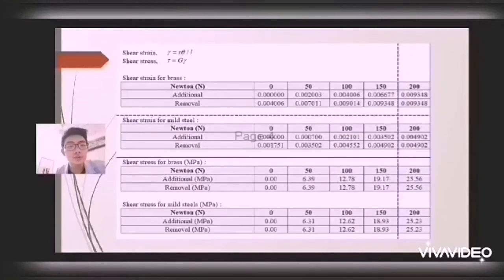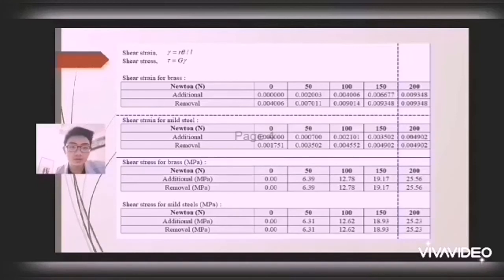This is the result of shear strain and shear stress for brass and mild steel. Shear strain, which we symbolize as gamma, is equal to radius times the angle of twist divided by the length of shaft. Shear stress is equal to the shear modulus times the shear strain. From the shear strain for brass and mild steel, we observe that during addition of load, the value of shear strain increases while the load is increased, and decreases while the load is decreased. But the value of shear strain does not go back to 0 even when the removal of load is completely done.